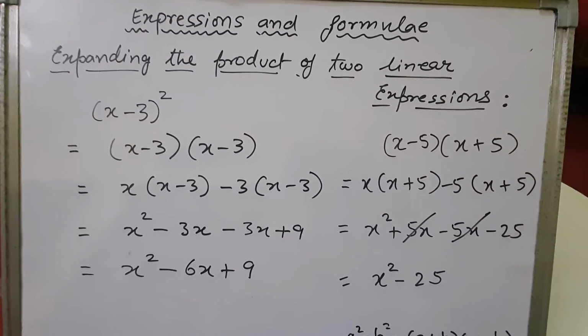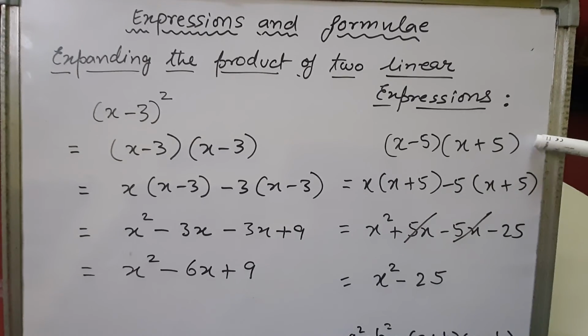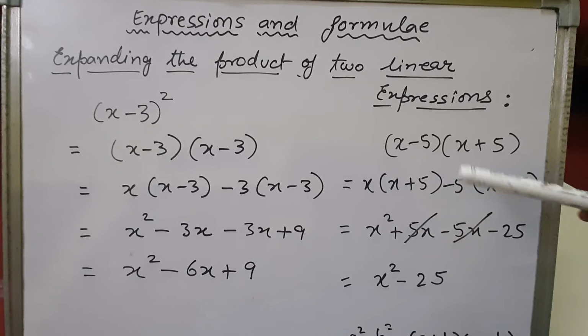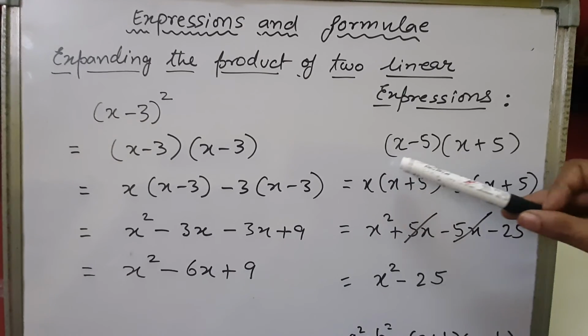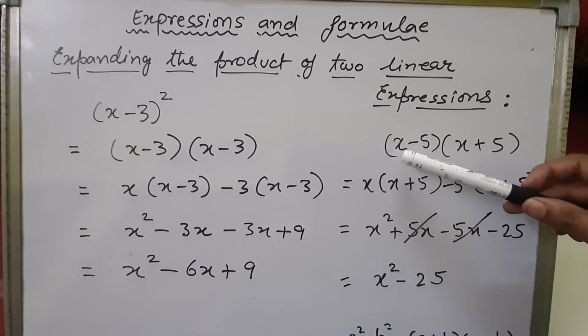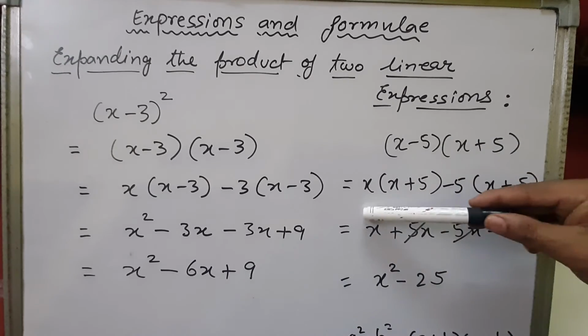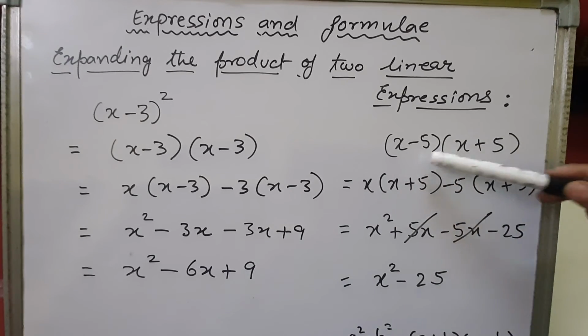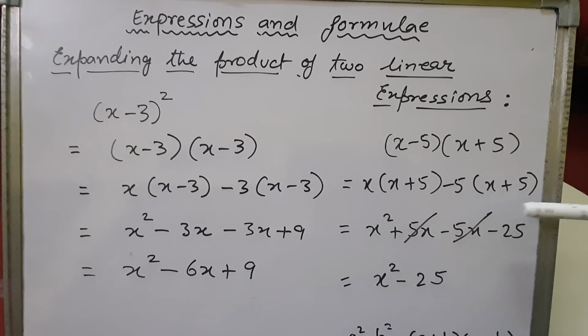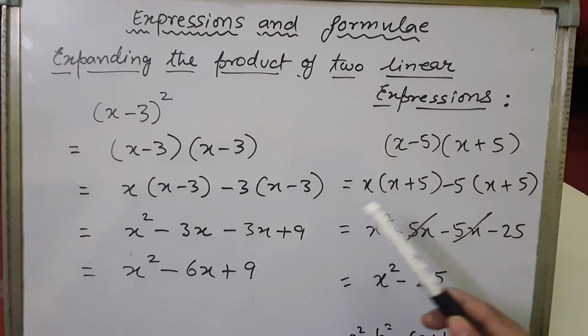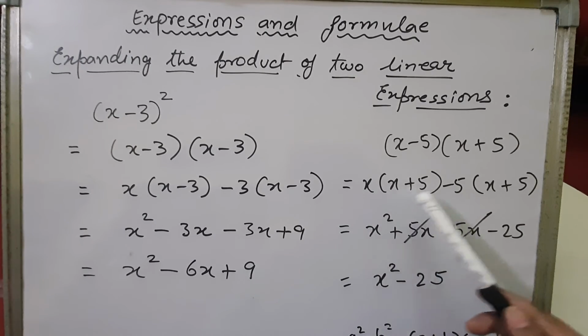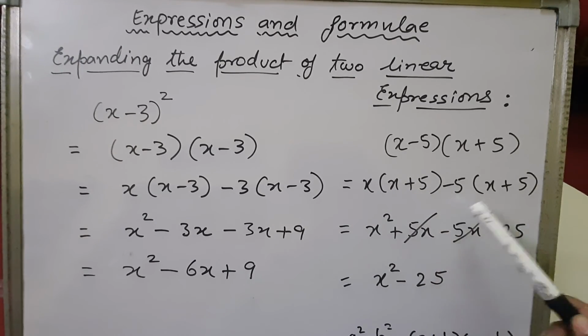Let's see another sum, children. Here we have to find the product of x minus 5 into x plus 5. Just do it simply: x will be multiplied with x plus 5, so x into x plus 5. Then minus 5 will be multiplied to x plus 5. That's what we have learned. This way, x minus 5 into x plus 5. So let's multiply: x into x is x square, x into plus 5 is plus 5x. Minus 5 into x will be minus 5x and minus 5 into plus 5 will be minus 25.